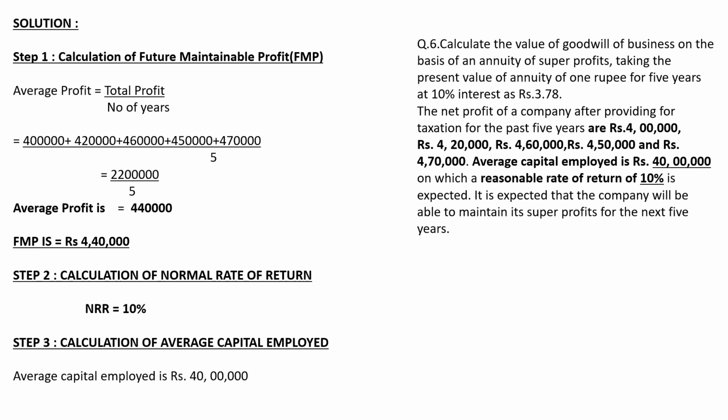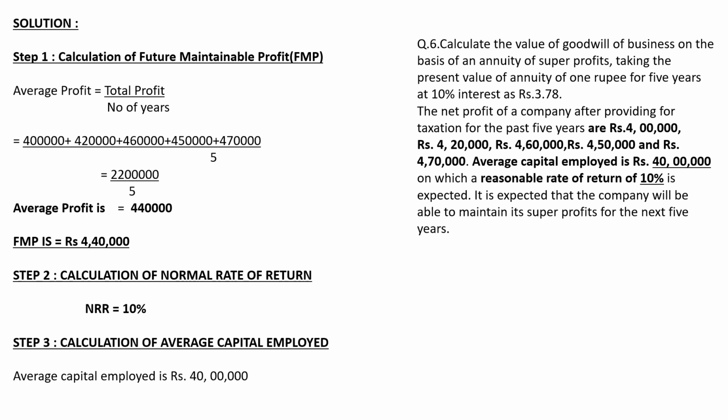So this way you will get your answer for your step number 1, that is calculation of future maintainable profit. You have to take out the average profit, that is average profit equals total profit divided by number of years. Then you will get the average profit, that is your FMP. Okay, next is step number 2, calculation of normal rate of return.